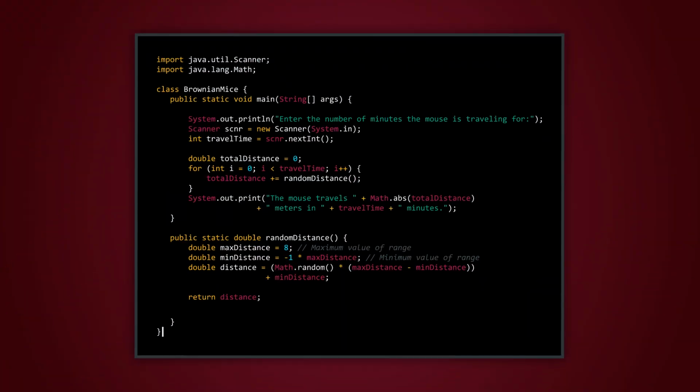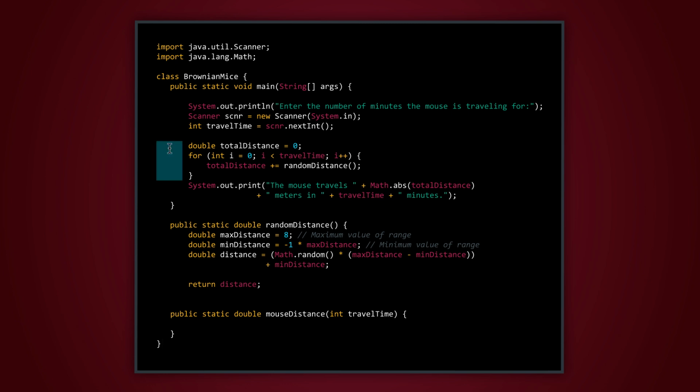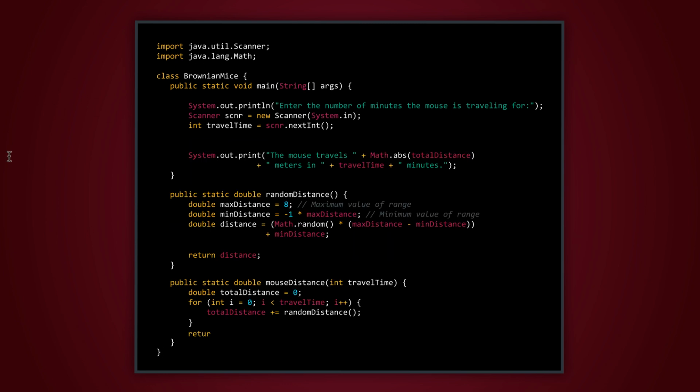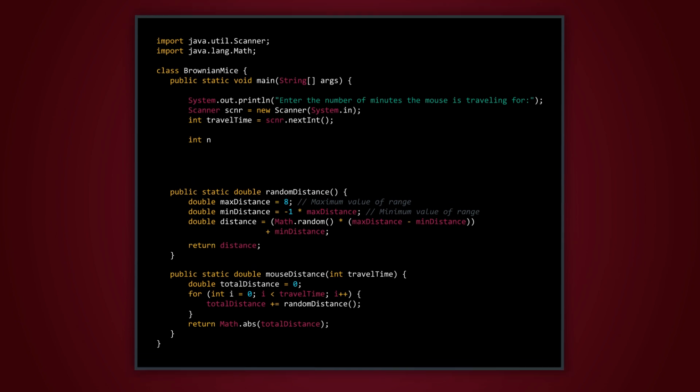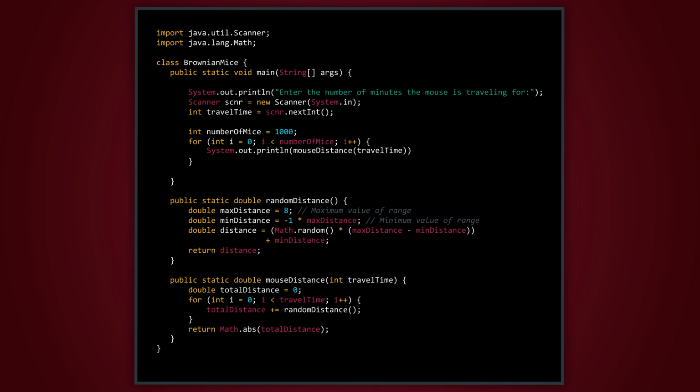Here's the general idea, though you can dive into the details of the code as we go along. We can take the for loop we just coded and package it into a new method called mouse distance, which returns the total distance variable for a single mouse as an output. Then we can create another for loop to get the distances traveled by any number of mice in any number of minutes, and we can print each distance to the terminal.